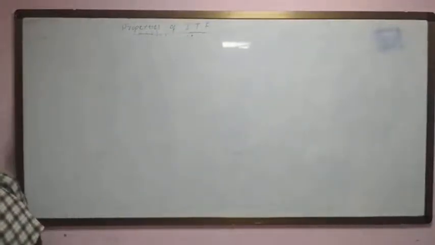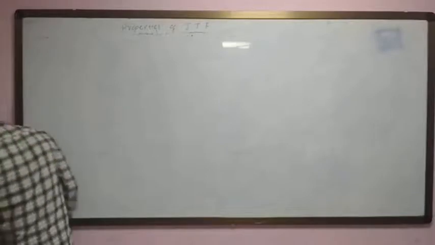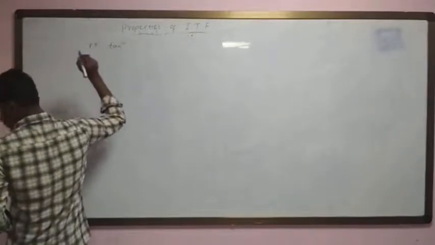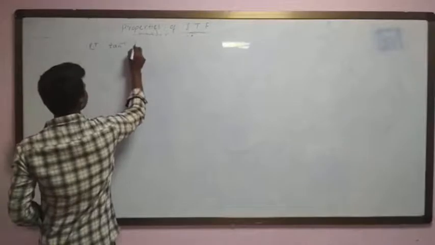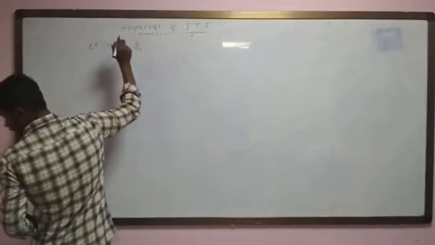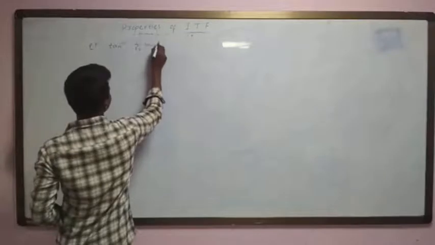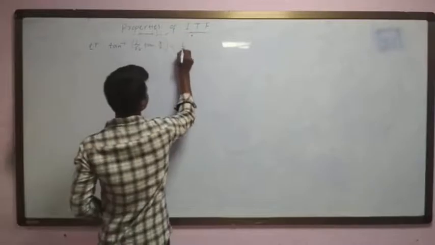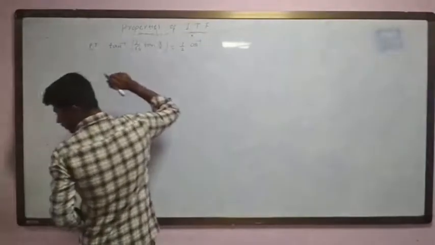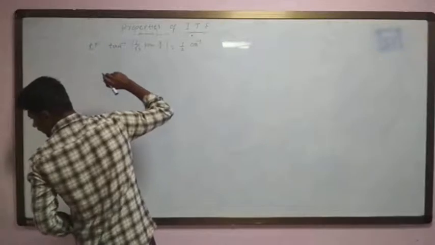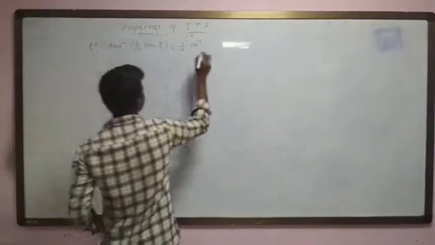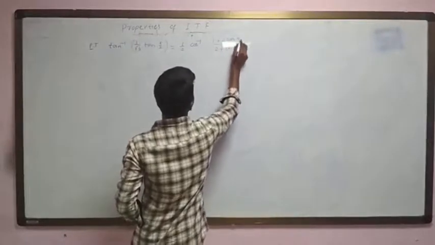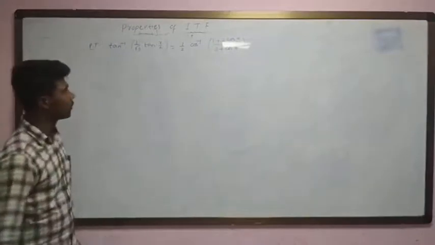Next, prove that tan inverse of 1 by root 3 tan x by 2 is equal to 1 by 2 cos inverse of 1 plus 2 cos x by 2 plus cos x. Okay, we solve this problem.